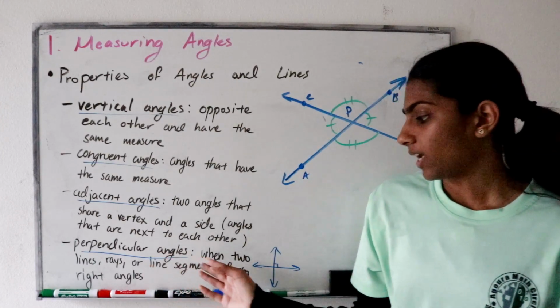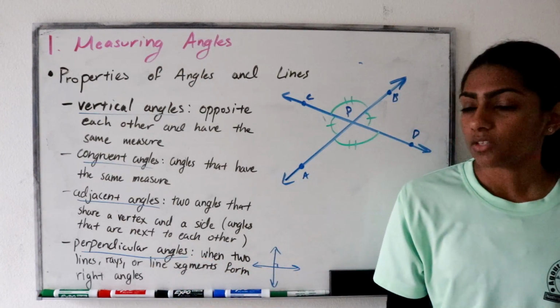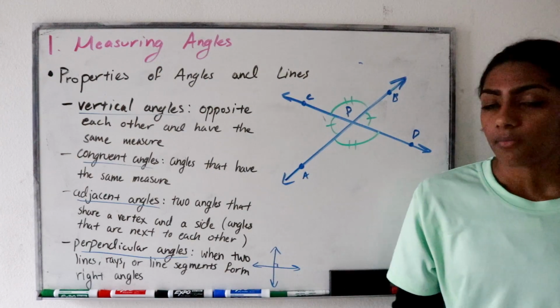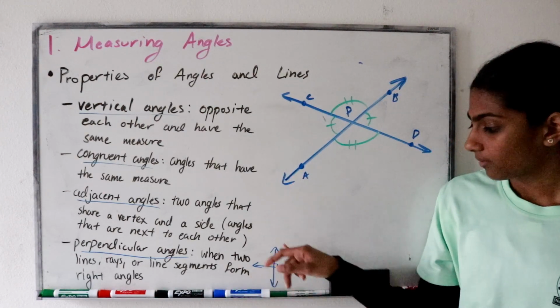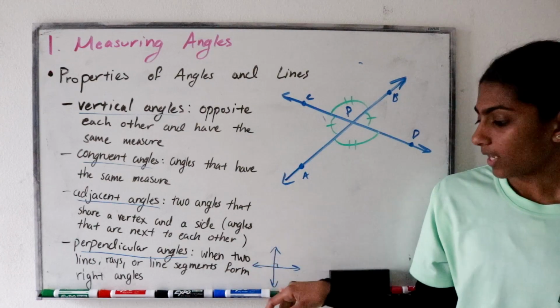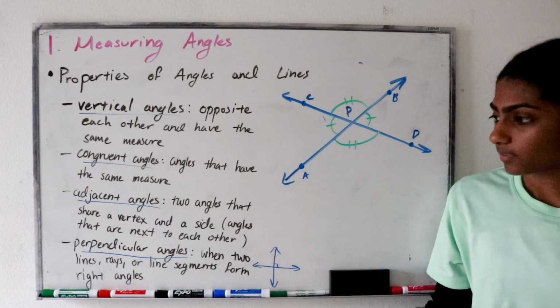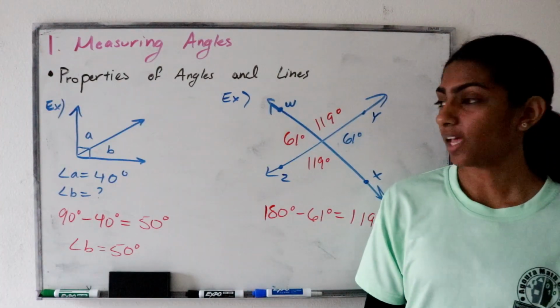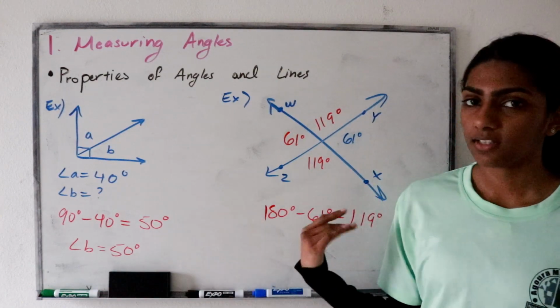Next, we have perpendicular angles, and that's when two lines, rays, or line segments form right angles. So we see right here, we have two lines that form a right angle, so we get perpendicular angles. So now that we know the properties of angles and lines, let's try to apply those into these example problems.